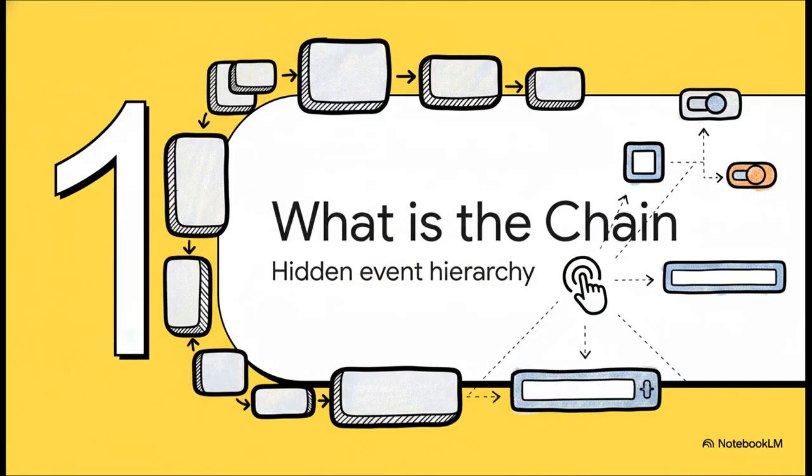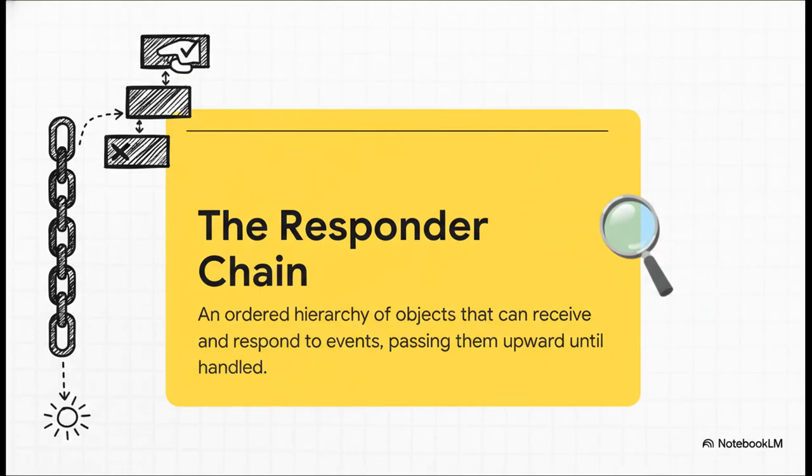So, what is this thing? At its core, you can think of the responder chain as the hidden nervous system for your app's entire user interface. It's this invisible structure that's constantly deciding who gets to react to every single tap, swipe, and gesture. Now, the key words here are ordered hierarchy. This is not chaos. It's not a free-for-all where every button and label is screaming, me, me, me, when a touch happens. Nope. UIKit is way smarter. It finds a very specific starting point and quietly offers it the event.